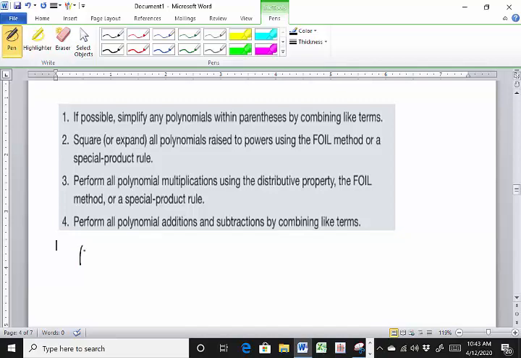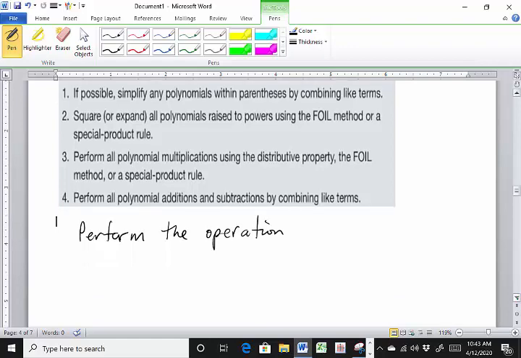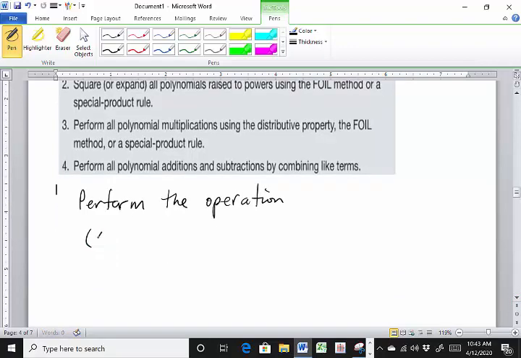Okay, so let's do an example. Let's say this says perform the operation. And let's look at (4b plus 1) squared minus (b minus 7) times (b plus 7). Well, this is great because we can follow these rules up here. There's nothing to simplify within any of the parentheses, so we can skip that. But we can use rule number 2.